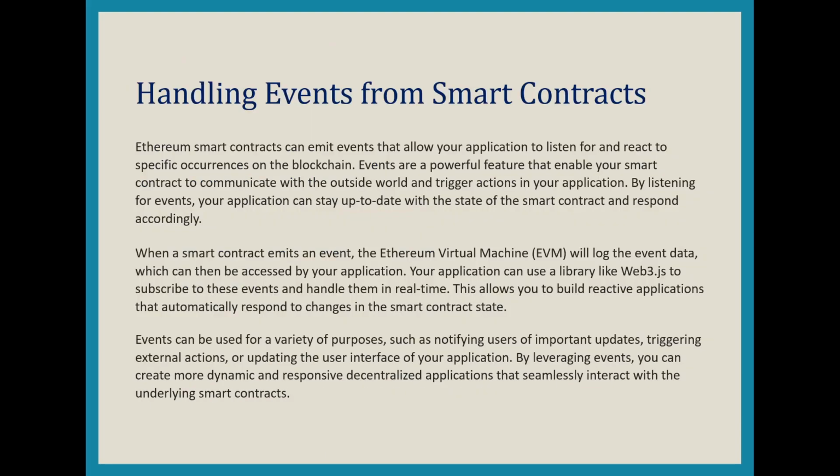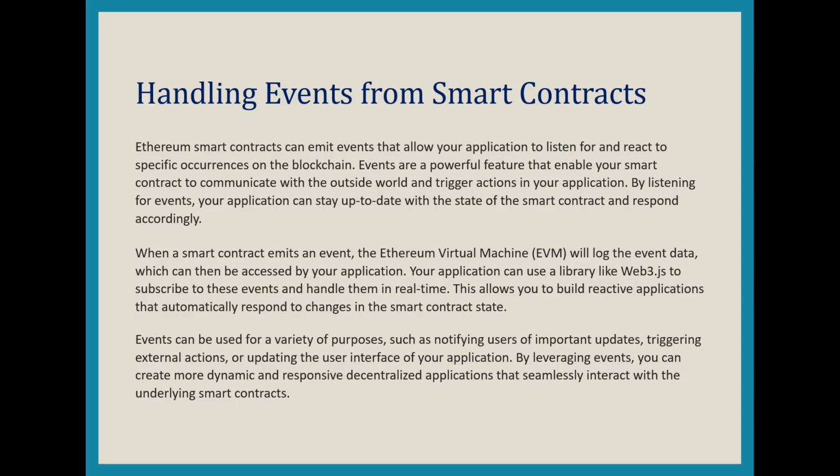Okay, so we'll talk more about handling events from smart contracts, like what we just did, right? Ethereum smart contracts can emit events that allow your application to listen for and react to specific occurrences on the blockchain. Events are a very powerful feature that will enable your smart contract to communicate with the outside world and will also trigger actions in your applications. By listening for events, your application can stay up to date with the state of the smart contract and respond accordingly.